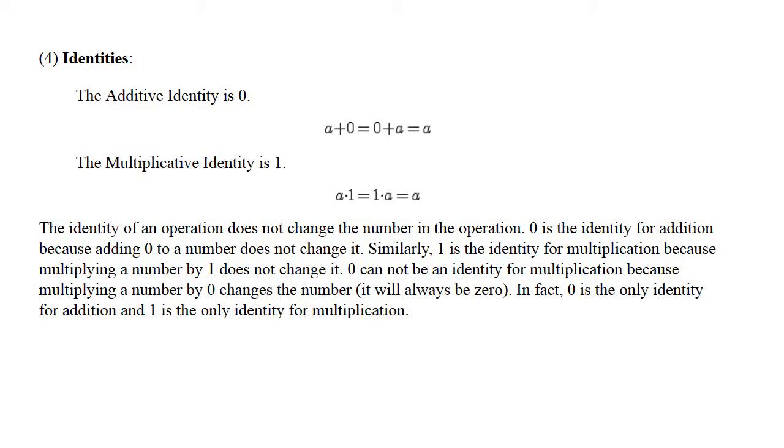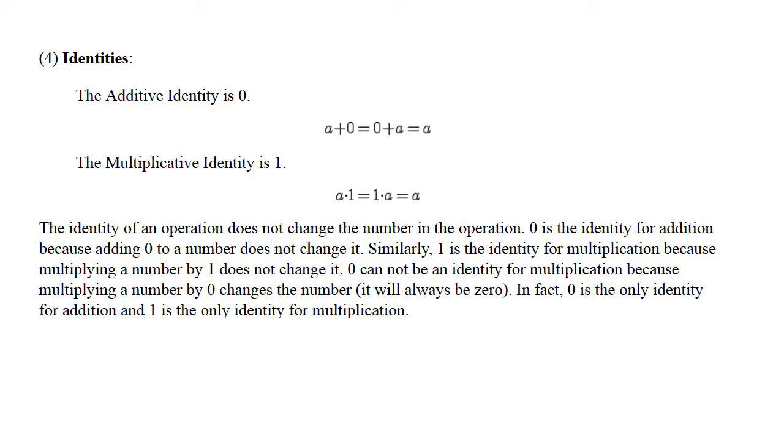Okay, in this video, I'm going to talk about some more things that you probably already know, you just might not know the names for them. So first, let's talk about identities. This is really easy. Easy stuff here. The additive identity is 0, and the multiplicative identity is 1.